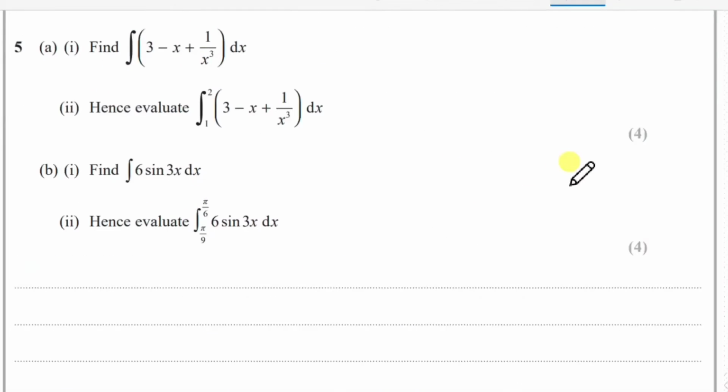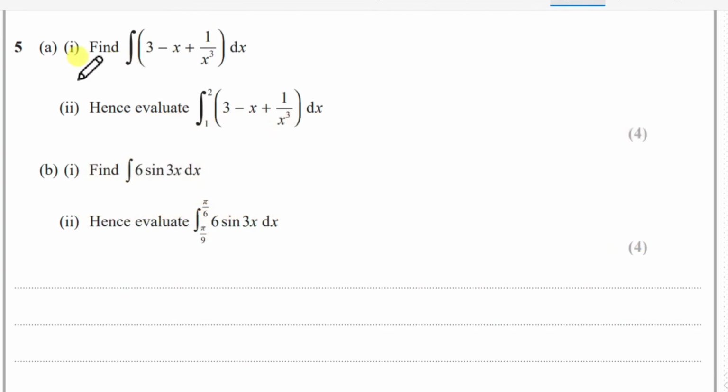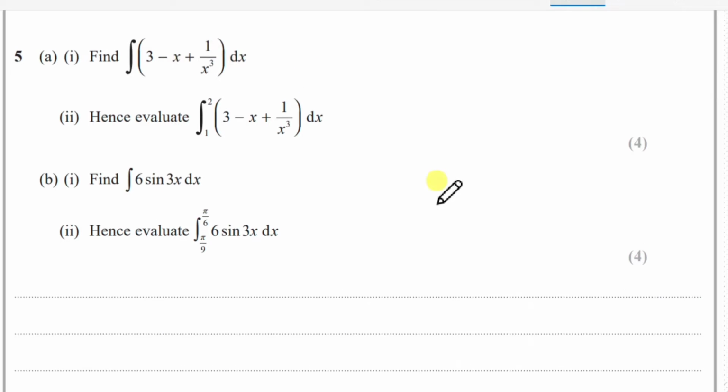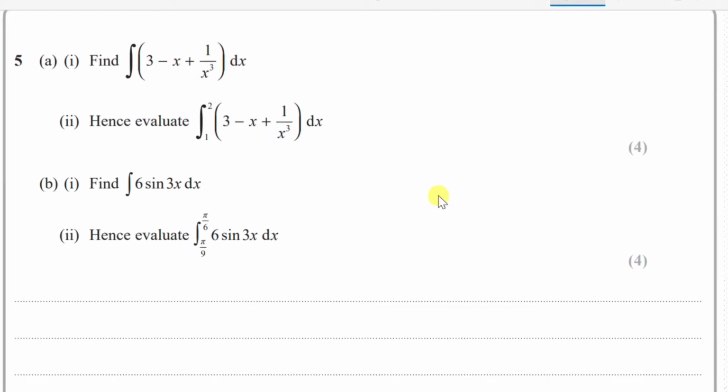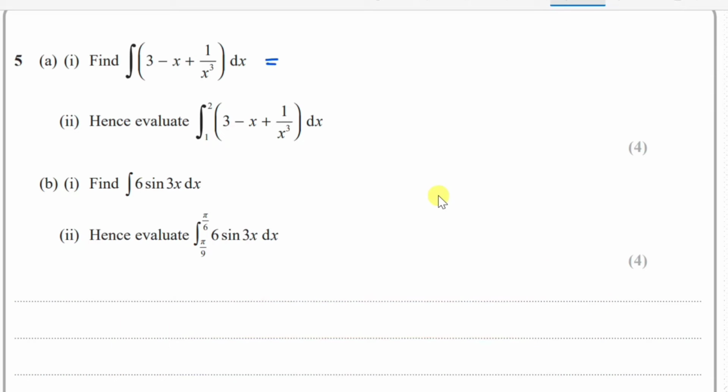Whew. So integration is definitely one of my favorites, guys. Let's have a look at this. First one. Find the integral of 3 minus x plus 1 over x cubed. Before we integrate anything, guys, when you've got a fraction, everything needs to be written in terms of x to the power of something. So let's rewrite this. We want to find the integral of 3 minus x plus, because you've got 1 over x cubed, that's the same as x to the negative 3. Always bring it back up.